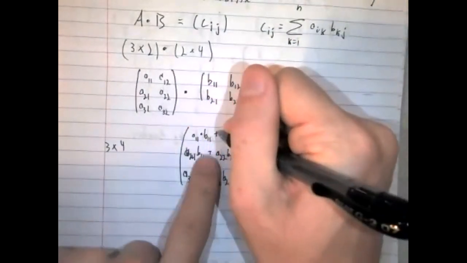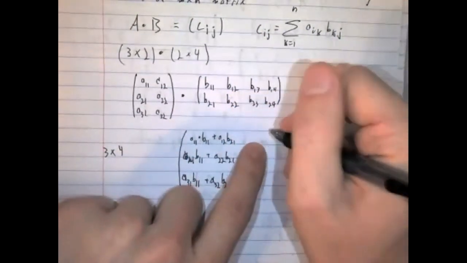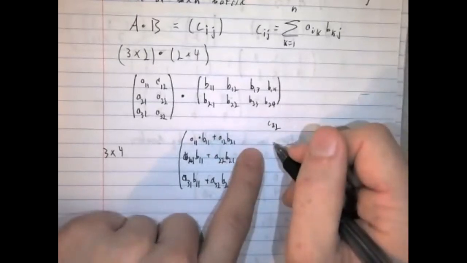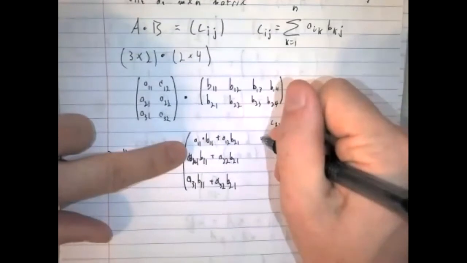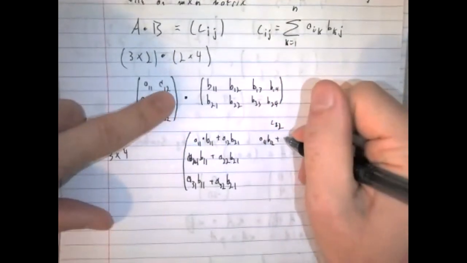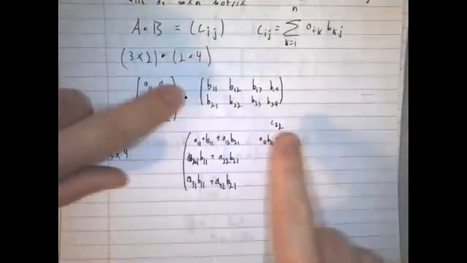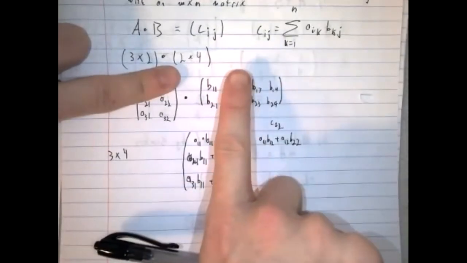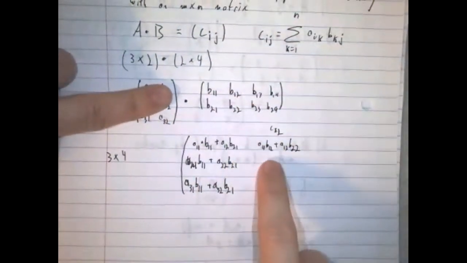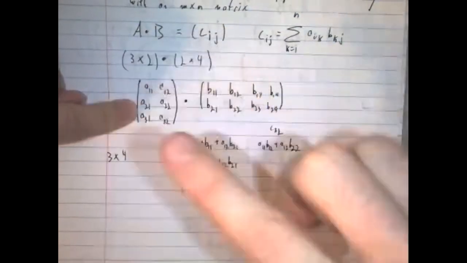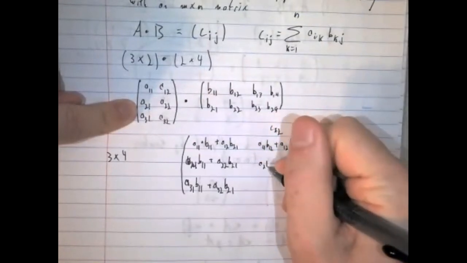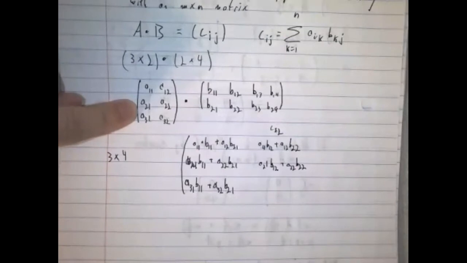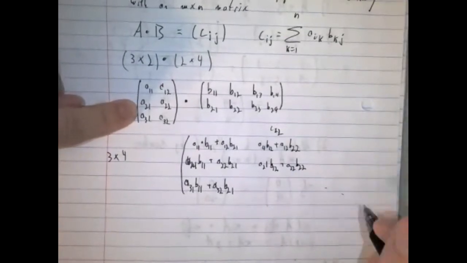So this is the C11, C21, C31 entry. What is going to be the C12 entry? A11 times B12, exactly, plus A12 B22. Yep. So the C12 entry comes from the first row of the first matrix and the second column of the second matrix. So the next one, C22, is going to come from the second row and the second column. So C22 is going to be A21 B12 plus A22 B22. You start to see how this whole table gets filled out.